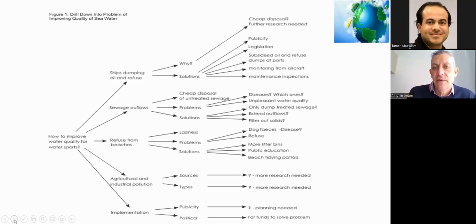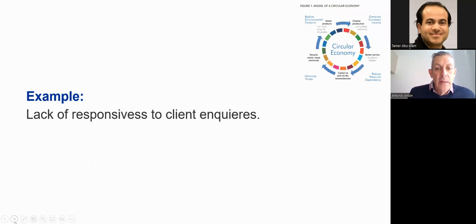So you see, for instance, the first one, ship disposals, maybe it has to do with publicity or legislation or monitoring with drones, trying to find who is putting this oil into the water or whatever it is. So for example, a lack of responsiveness to clients' inquiries. This is the example, or client inquiries could be an example to do.